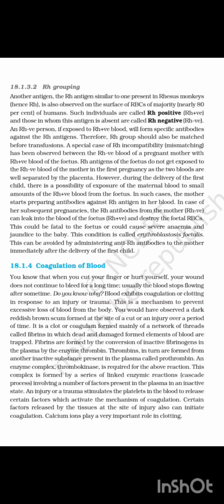18.1.3.2 Rh grouping. Another antigen, the Rh antigen, similar to one present in rhesus monkeys, is also observed on the surface of RBCs of the majority, nearly 80%, of humans. Such individuals are called Rh positive, and those in whom this antigen is absent are called Rh negative. An Rh negative person, if exposed to Rh positive blood, will form specific antibodies against the Rh antigen. Therefore, Rh grouping should also be matched before transfusion.